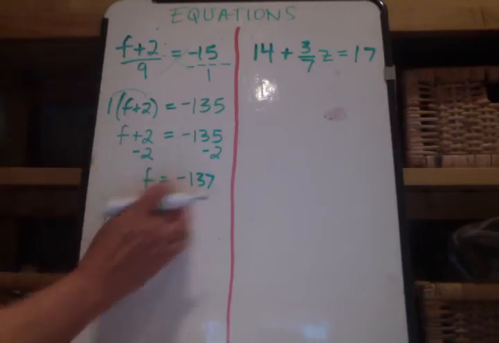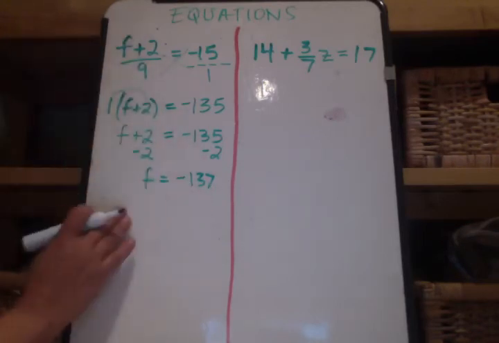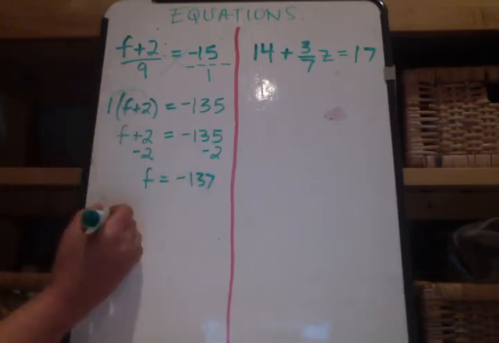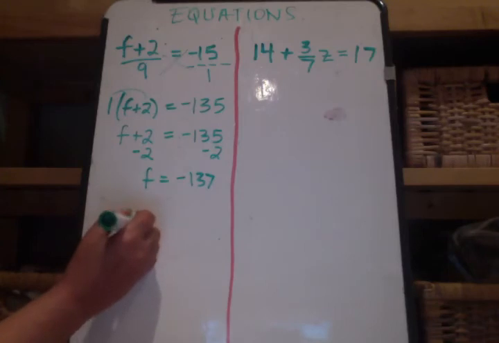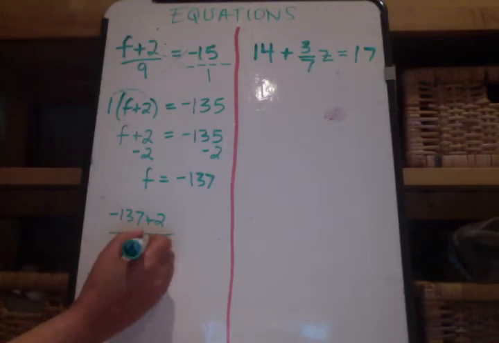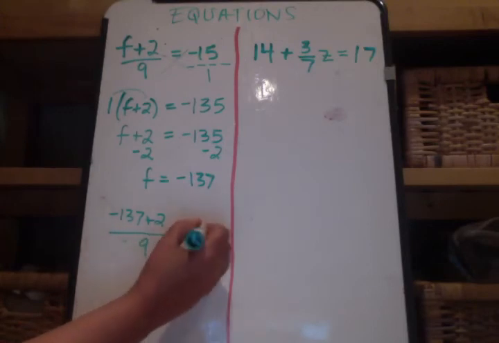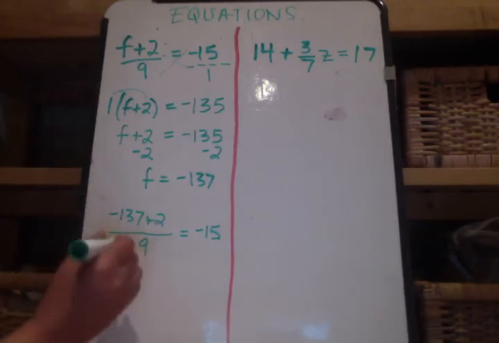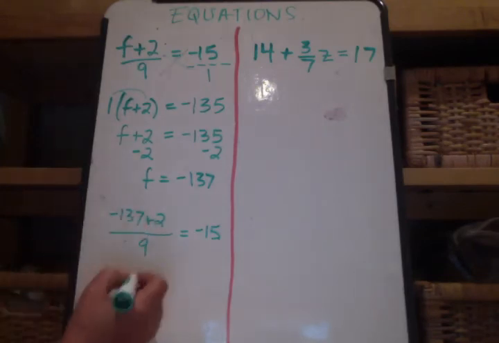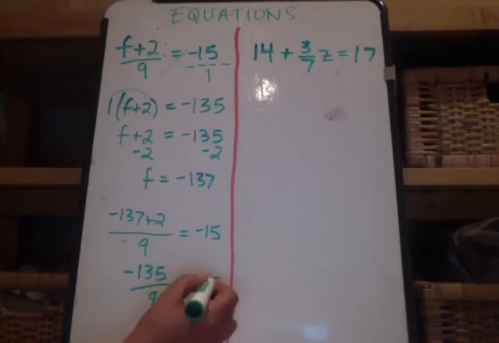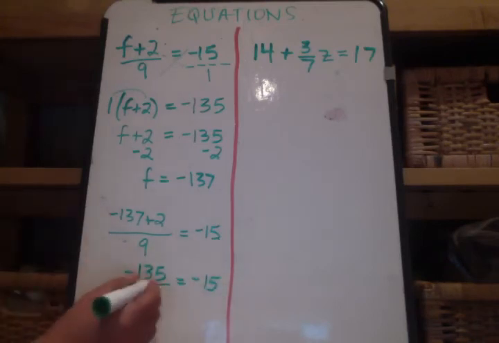Okay, and if I go back and use this number for f, I would get negative 137 plus 2 divided by 9. Does that equal negative 15? And if I do that, I'd get negative 137 plus 2 is negative 135, divided by 9 is negative 15. That's correct. And I check my work.